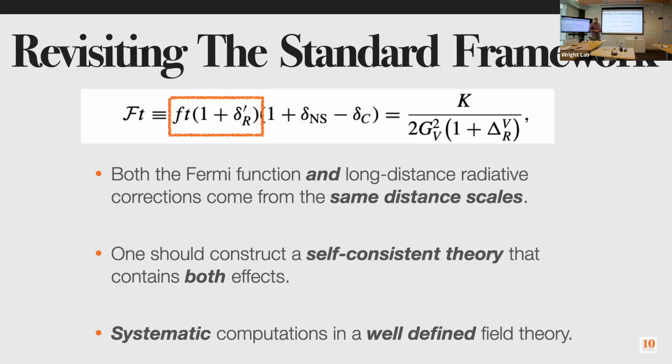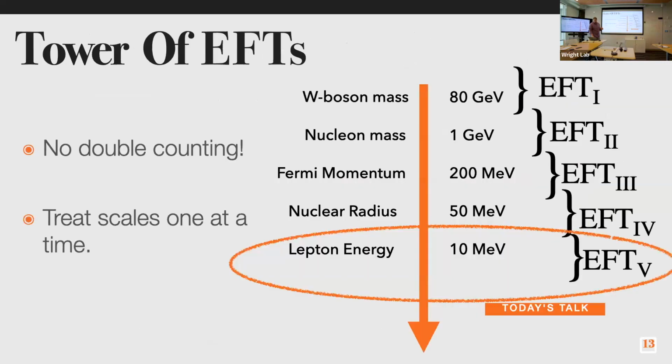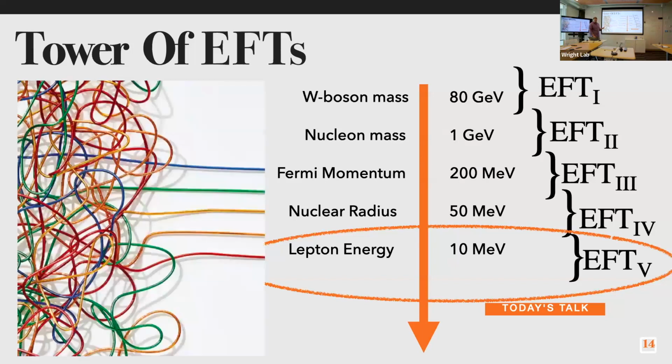So okay, what I want to tell you is that we should do both of these parts together, right? We want them to come from the same theory. And we want things to be systematic and well-defined, and we want it to be a field theory. That's what I'm trying to pitch to you, okay? And that's basically what we've done in these papers. And we want to separate scales to minimize theory error. I'll just show you this cartoon.